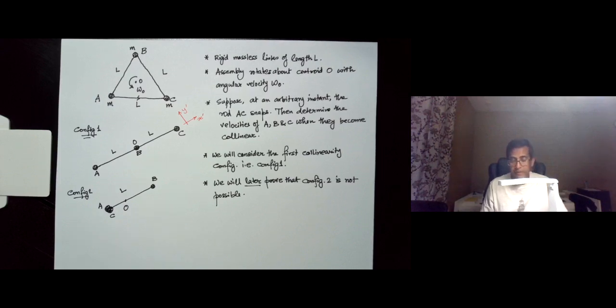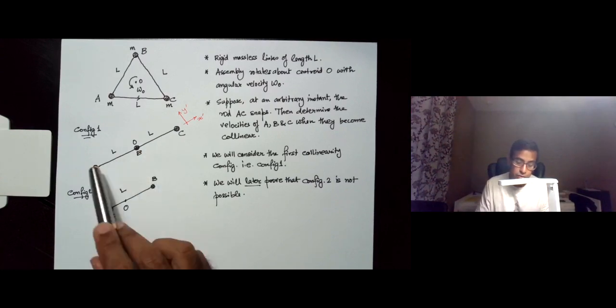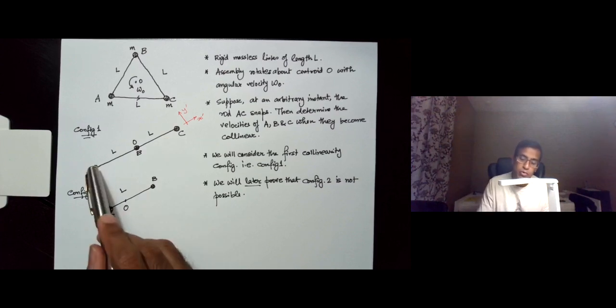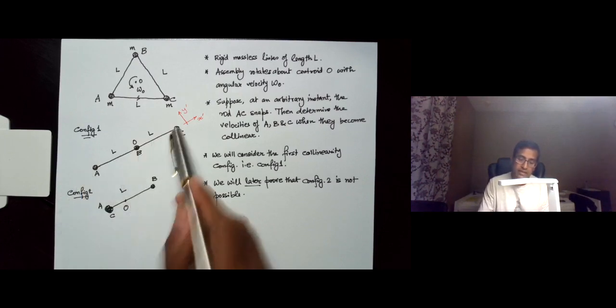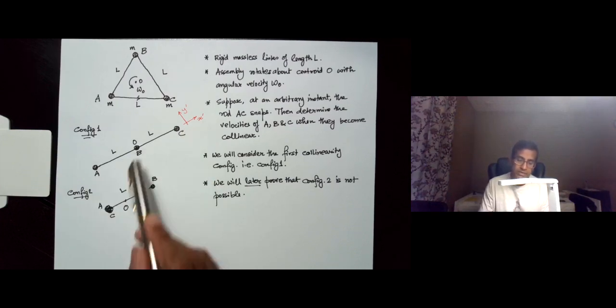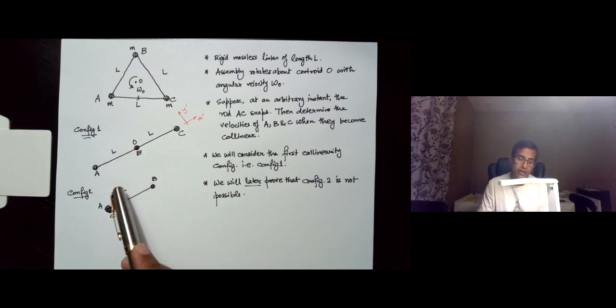The reason is the following: if they had velocities along the x prime direction, then first of all, to maintain the integrity of these massless rods, they would have to have the same velocity, because these are rigid massless rods. So if there was a velocity of A along the rod, then B and C would have to have the same velocity along the rod. And if that happens, then the center of mass, which is at that instant located at B, will also have that velocity along x prime.